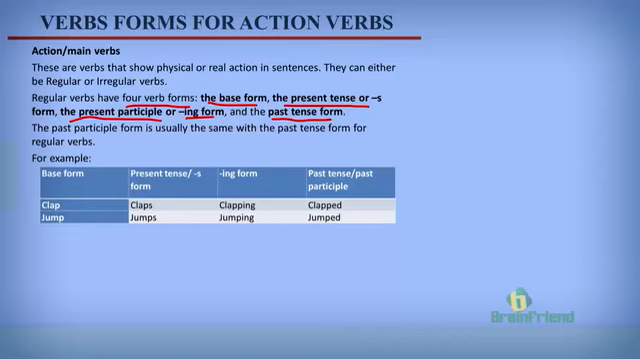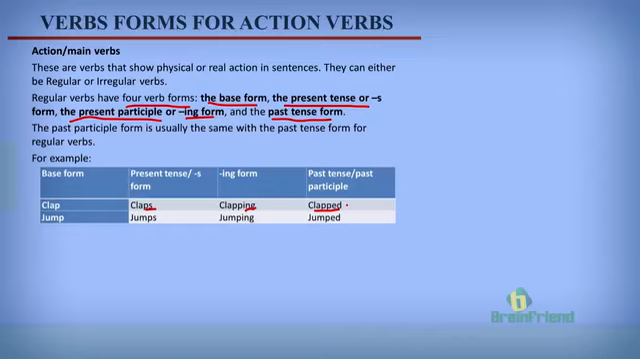Now, let's take these verbs here, for example. We have the verb clap. In its S form, it is claps. In ing form, it's clapping. And in its past tense, it's clapped, as well as in its past participle. I have clapped my hands. That's past participle. So it has 4 verb forms.